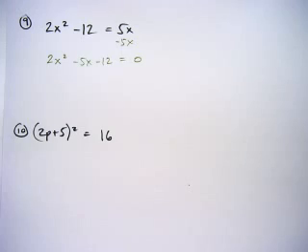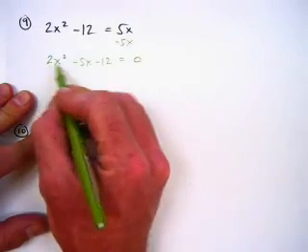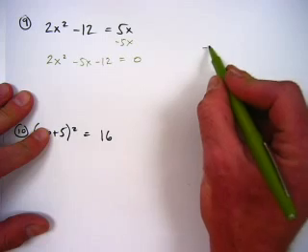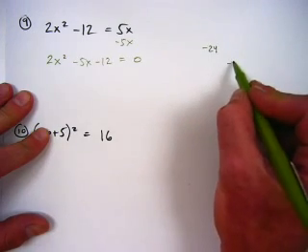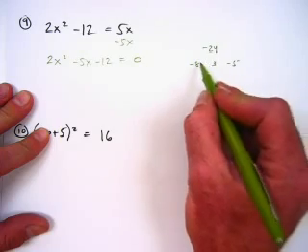6 and 4, 8 and 3. Yeah, I might be able to do an 8 and 3. I'm going to try to factor this. So I'm going to group it. I'm going to modified group it because I have a coefficient there. So what multiplies to negative 24 and adds to negative 5? Looks like negative 8 and positive 3.